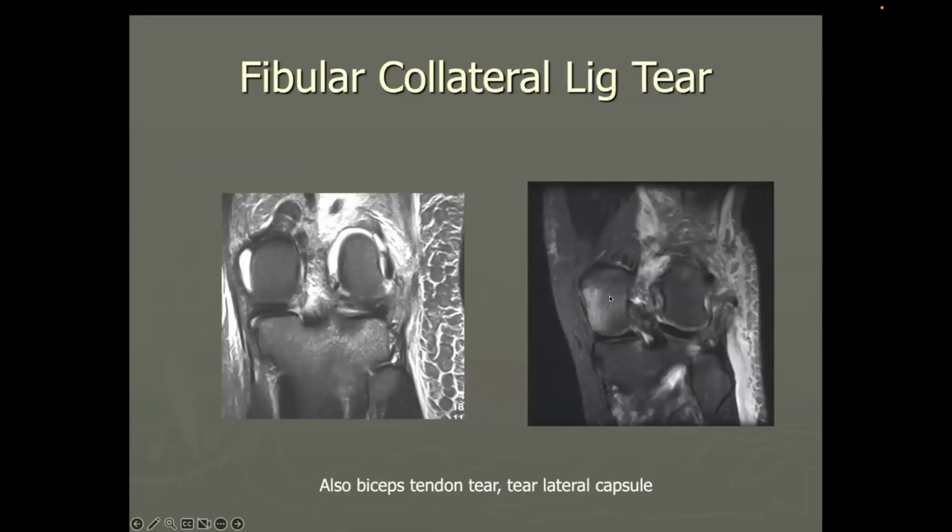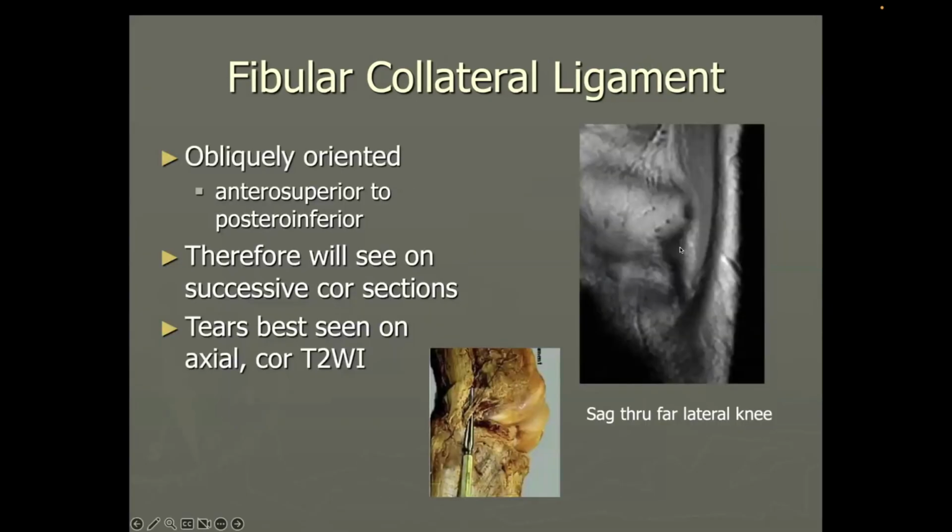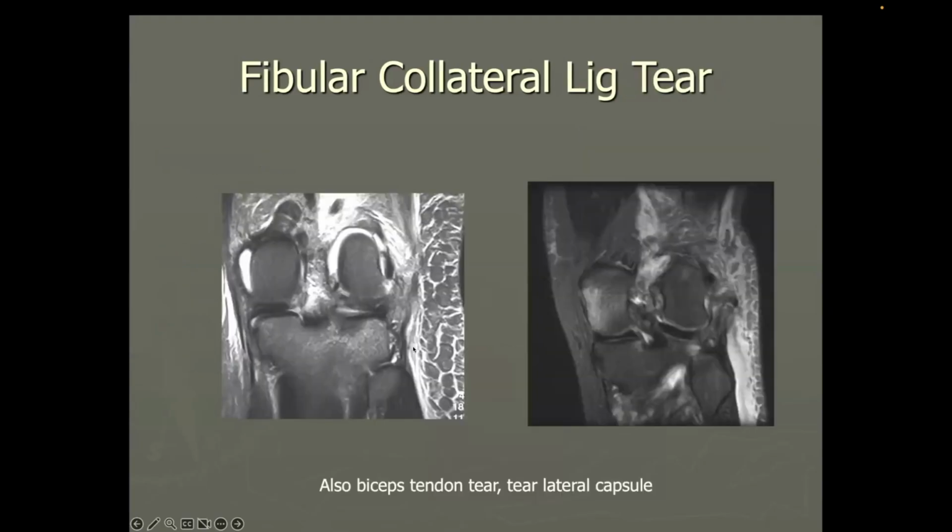Here you see an FCL tear. Again, going back, here's your intact FCL. Here's where you can see a tear. Here it's coming down, and you just see there's not anything up here anymore. You see it completely torn away.